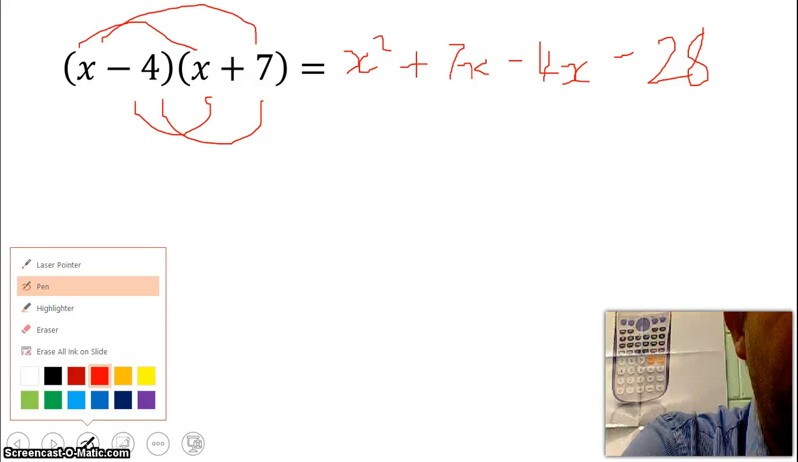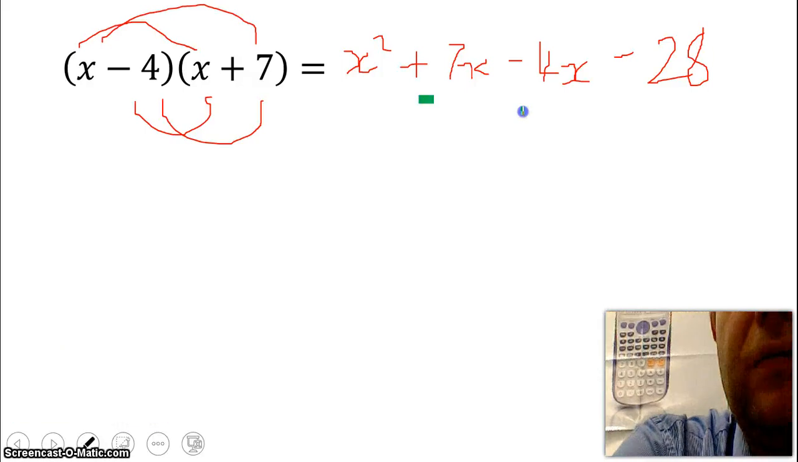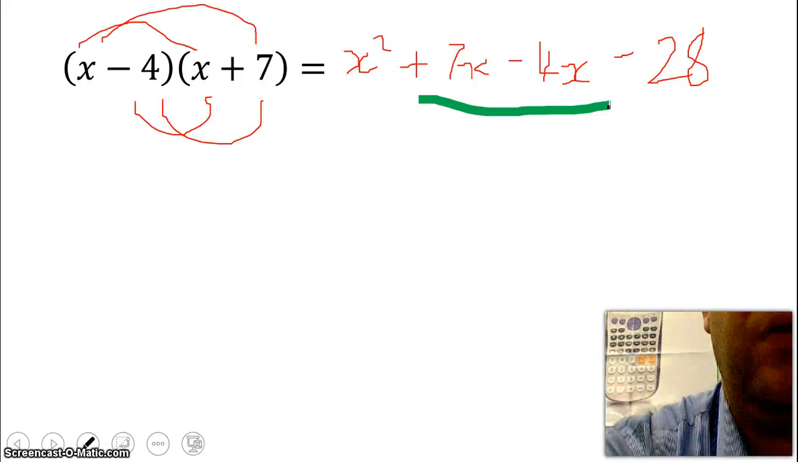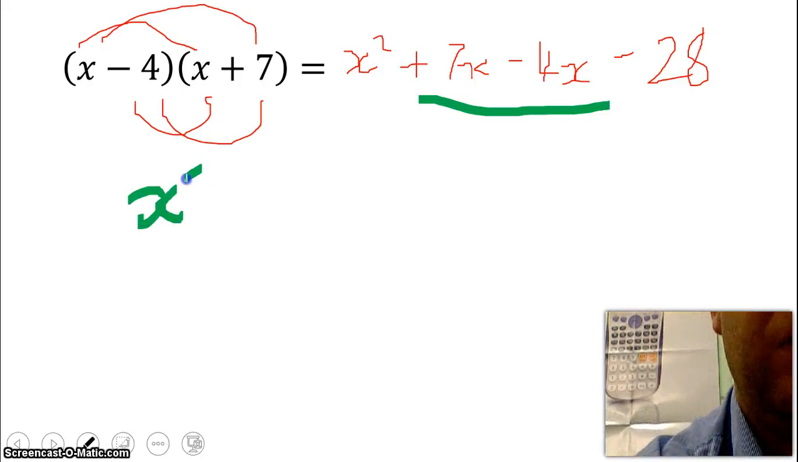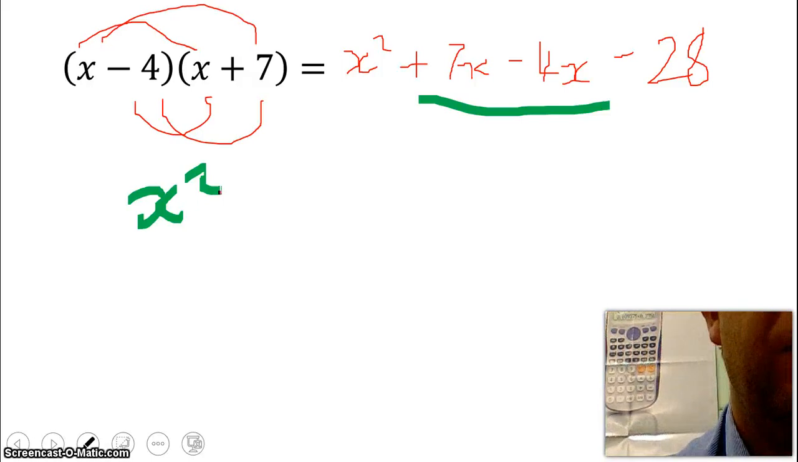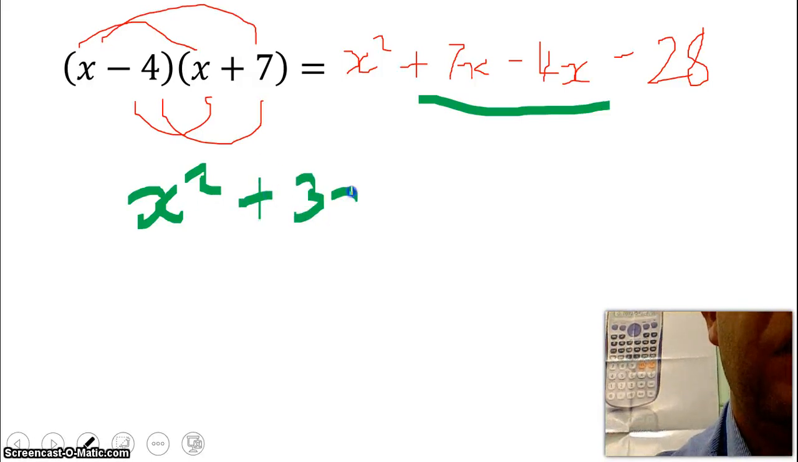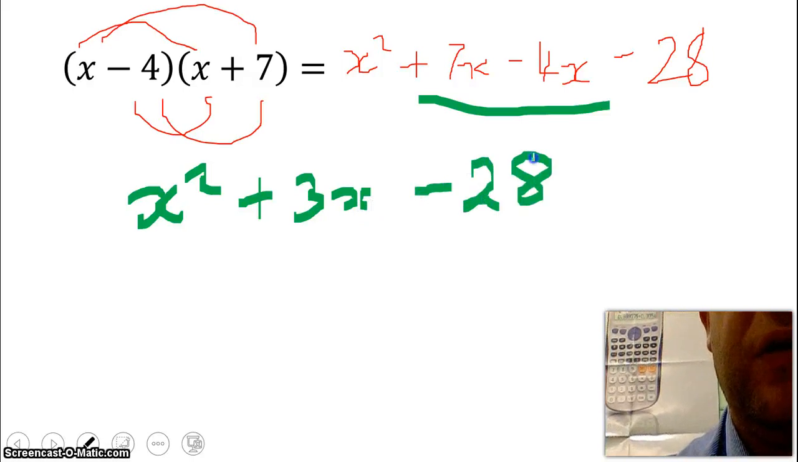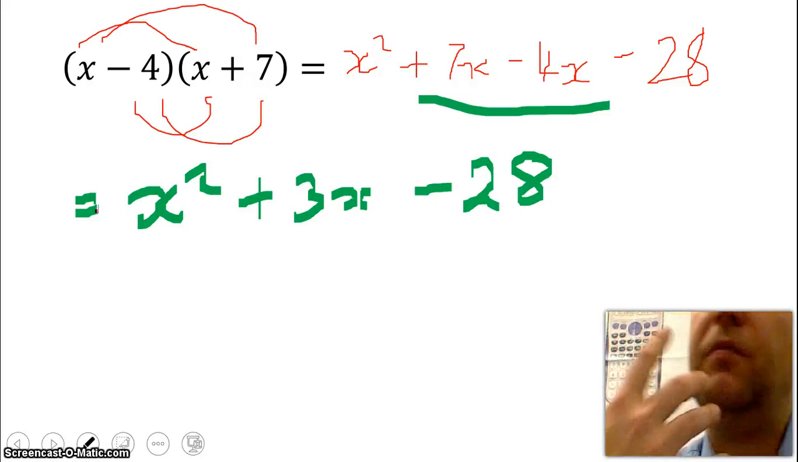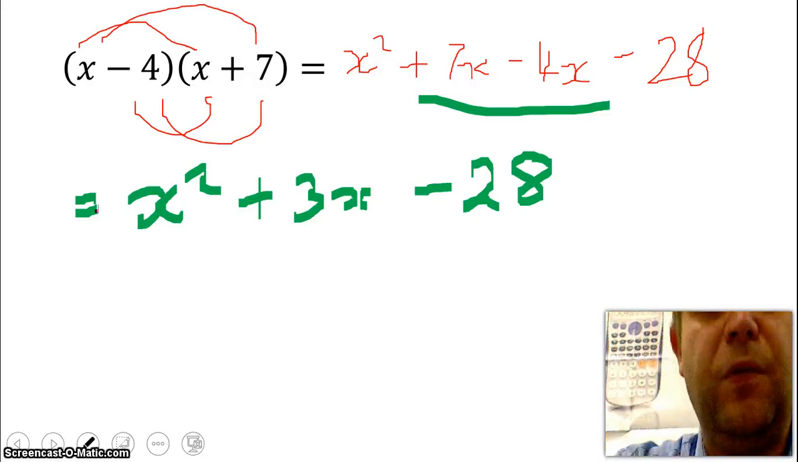Again, we're going to go through and find our like terms. So x squared is the only one we've got, so we've got x squared, 7x, take away 4x, leaves us with 3x, and our minus 28 is all by itself. So like I said, multiplying through, do it one thing at a time.